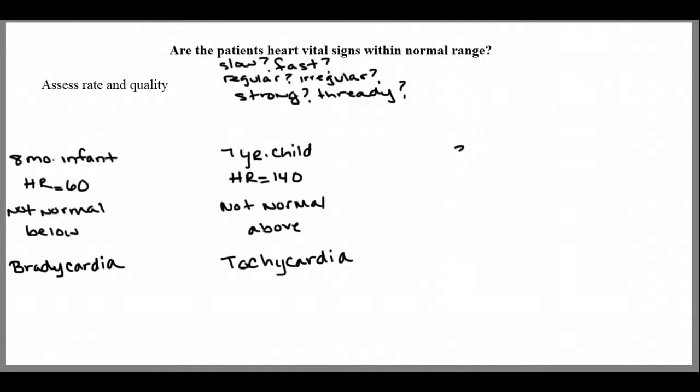And say your patient is a 30-year-old adult with a heart rate of 90 beats per minute. Referring to the chart, you see that yes, this is within normal range for an adult. Below 60 would be considered bradycardia for an adult, and above 100 would be considered tachycardia for an adult.